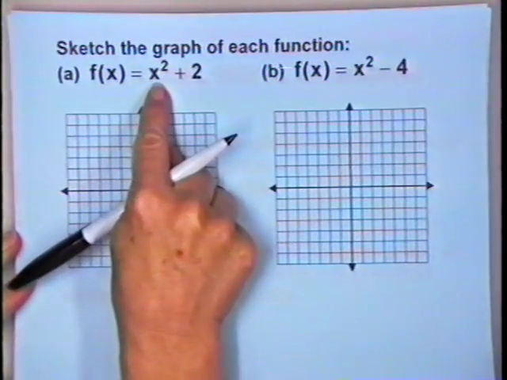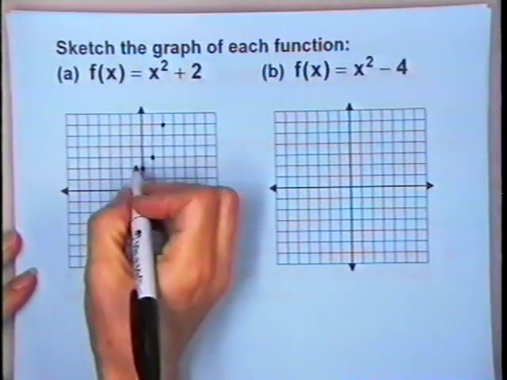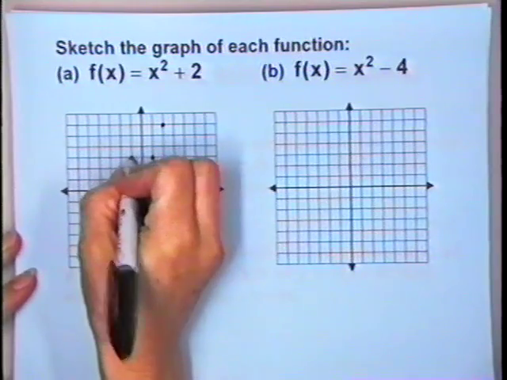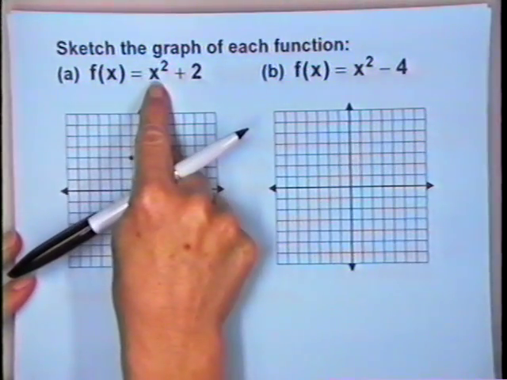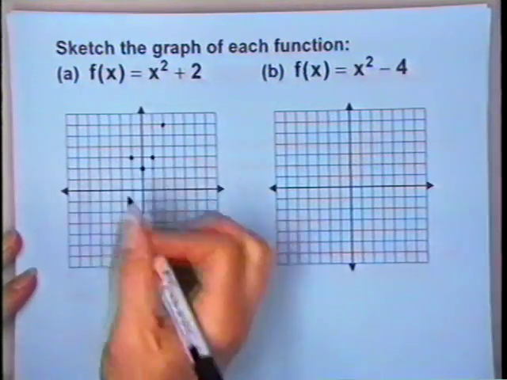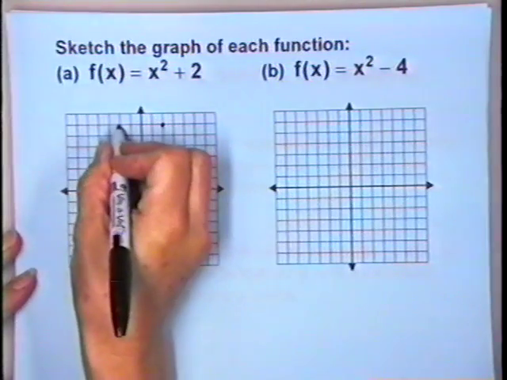Notice if we choose x to be negative 1, if we square negative 1, we get positive 1. 1 plus 2 is 3. So whenever x is negative 1, I get 3. And if x is negative 2, what's going to happen here? If we square negative 2, we get 4. Plus 2 is 6. So when x is negative 2, we get 6.